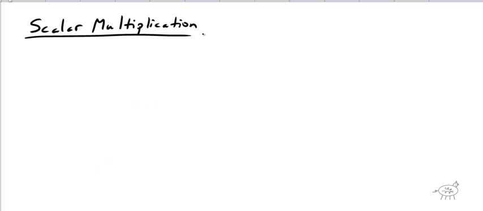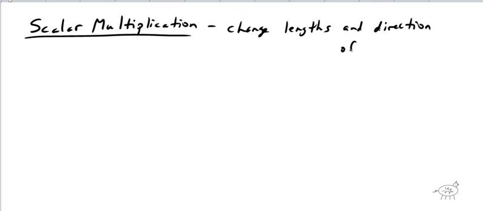Okay. All right. Scalar multiplication is you change the lengths and direction of vectors. It's pretty easy.